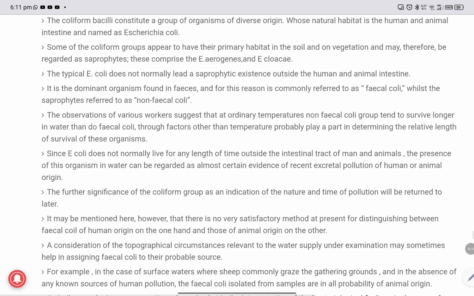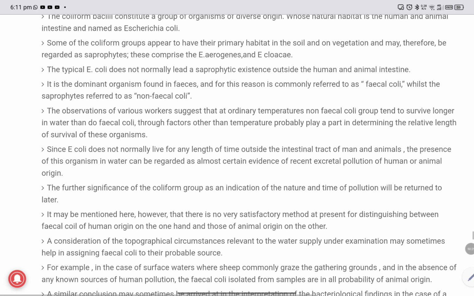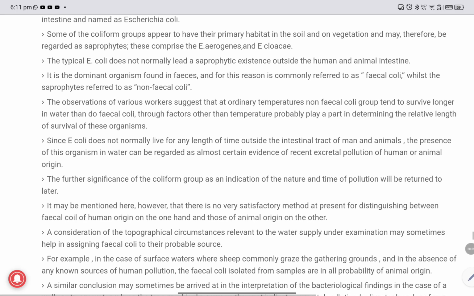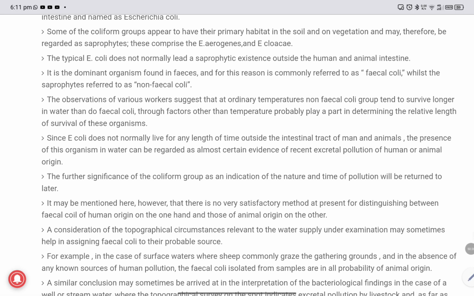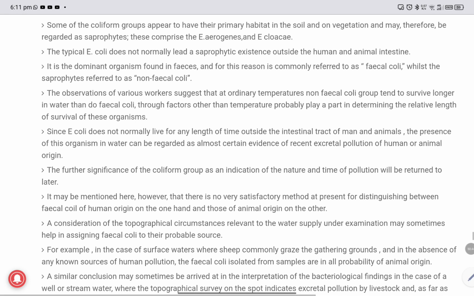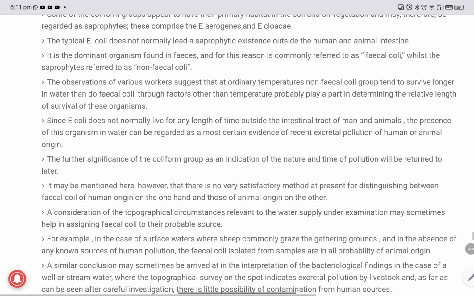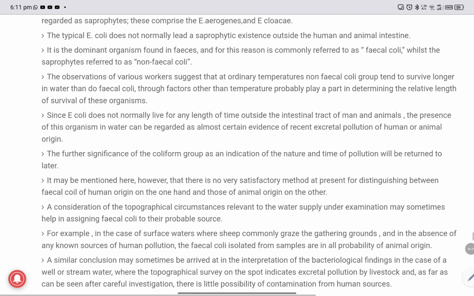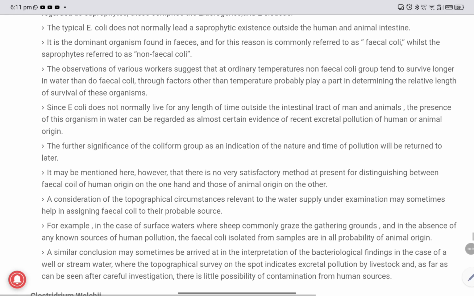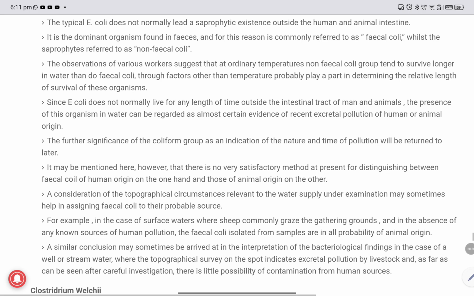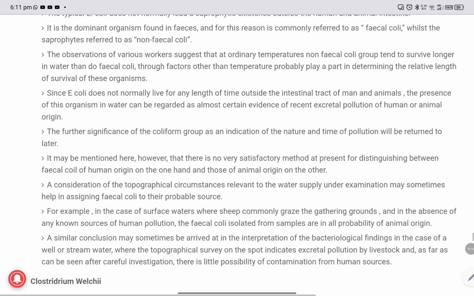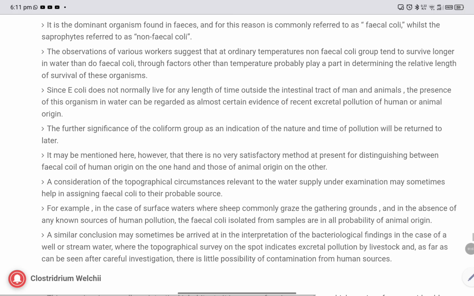The typical E. coli does not normally lead to a saprophytic existence outside the human and animal intestine. It is the dominant organism found in feces and for this reason is commonly referred to as fecal coli, while the saprophytic type is referred to as non-fecal coli. The observations of various workers suggest that at ordinary temperature, non-fecal coli tend to survive longer in water than do fecal coli, so factors other than temperature probably play a part in determining the relative length of survival of this organism.